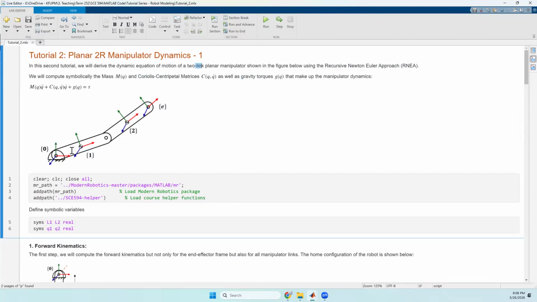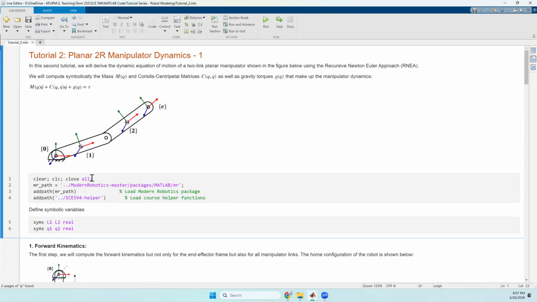Okay, so we'll take this two-link planar manipulator that you see here in the figure, and this is simply a benchmark problem that we'll be deriving for the mass and Coriolis-Centripetal matrices as well as the gravity torques. Okay, we'll be computing them symbolically, and then we're going to be looking at trying to compare whether what we got is actually correct or not by looking at some references in the literature.